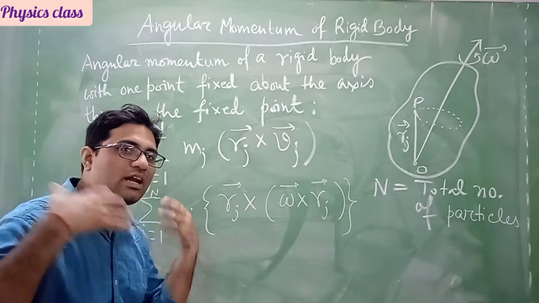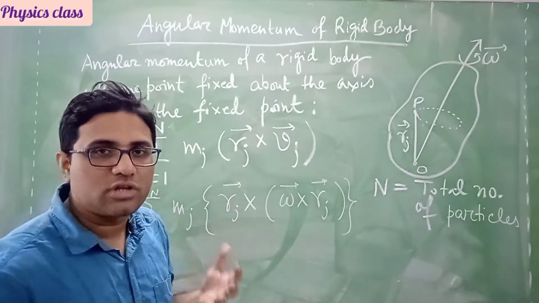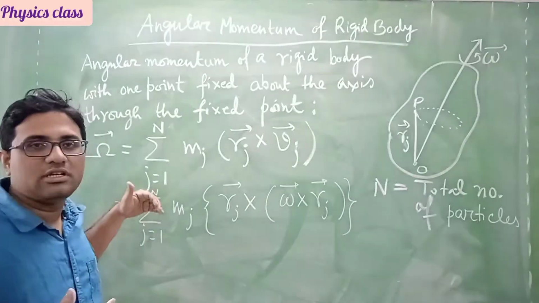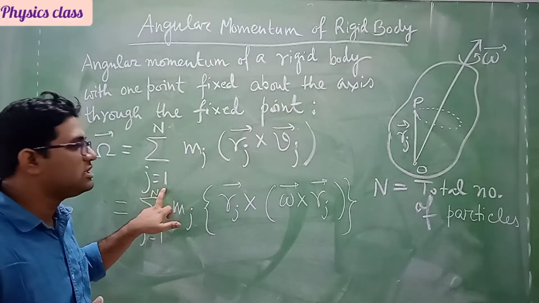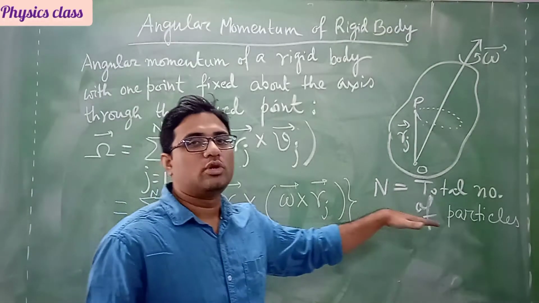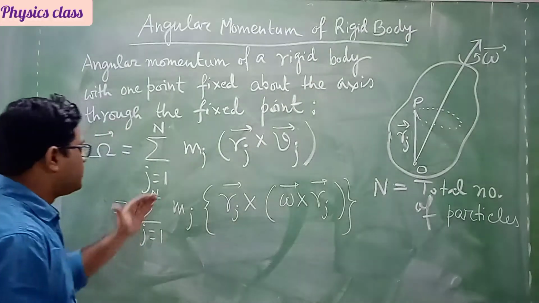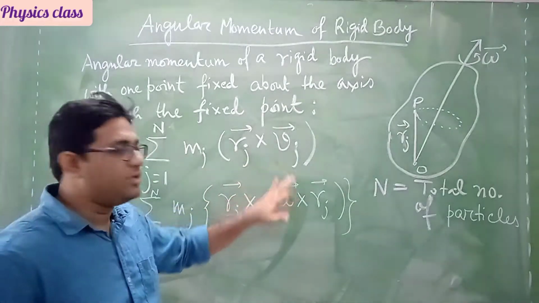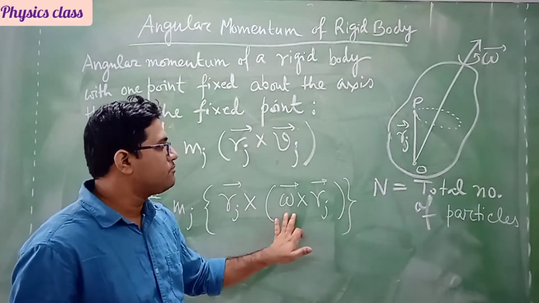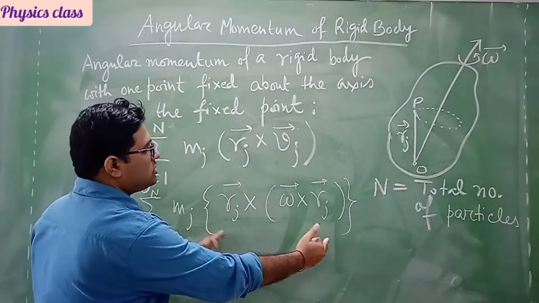Now as there are n number of particles, we have to add all those terms. So that's why this summation is there, and you can see this is varying from 1 to n, as we are telling there are a total of n number of particles. So now you know that Vj is basically omega cross Rj. So now we have to find out this term.